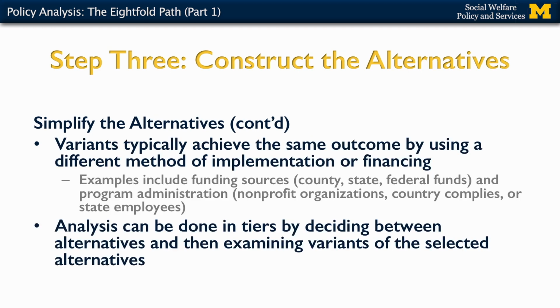So when we take a look at variants within an alternative, they typically achieve the same kind of goal, but by using a different method or using a different funding source. So an example might be whether we use county, state, or federal funds, or through program administration, or should the county, for example, contract with a nonprofit, or should the state get involved. They would do the same action, but a different actor would be involved. You can do your analysis in tiers too, by deciding between the alternatives and then examining the variance.